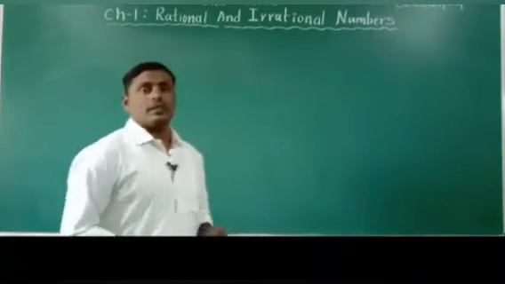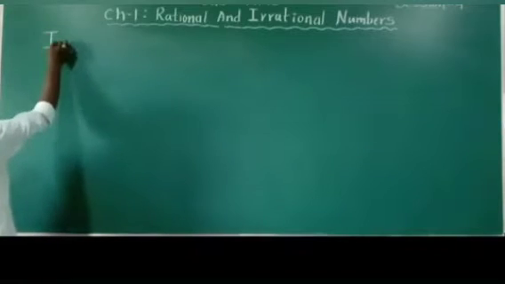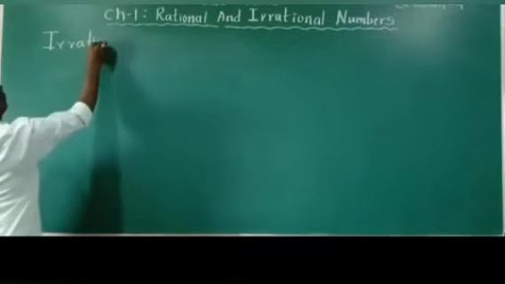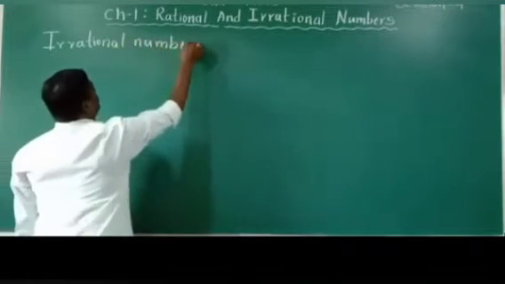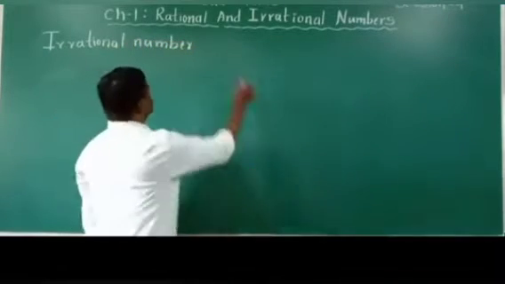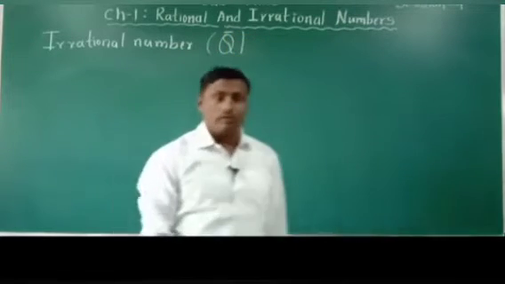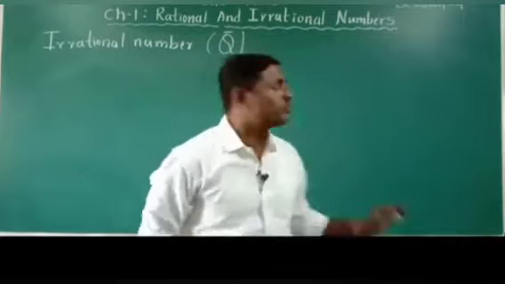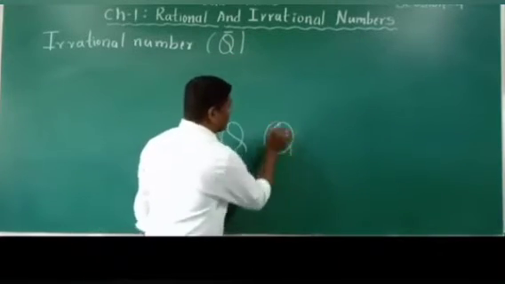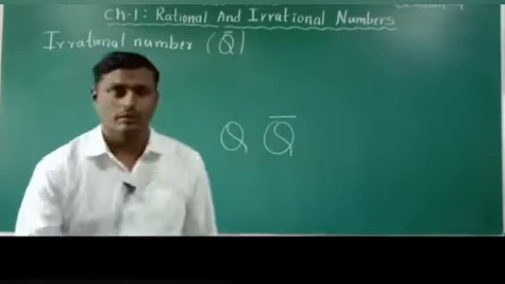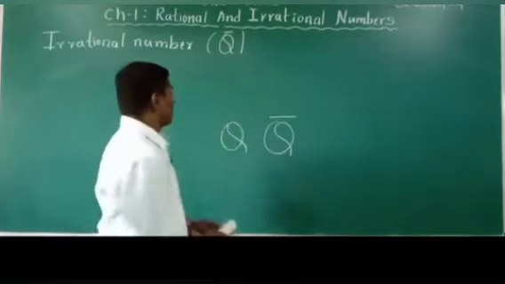Okay, in this class we will discuss the next concept, that is the irrational number. These irrational numbers are denoted by the symbol Q bar. Usually we denote the rational numbers with the help of Q, and irrational numbers we denote with the symbol Q bar. So this is the rational number and this one is the irrational number.